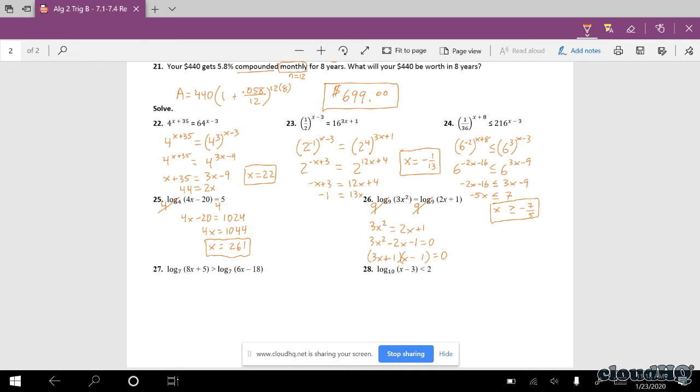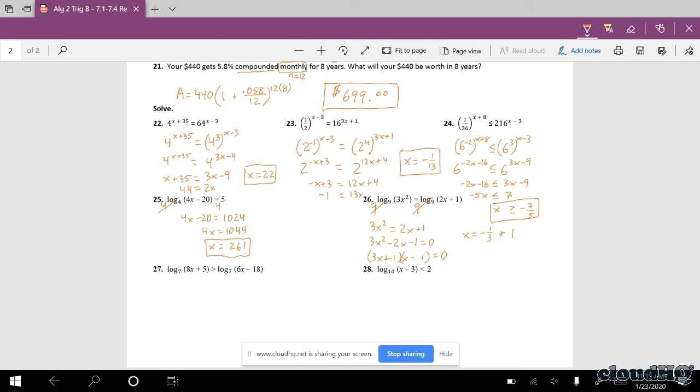So we get 3x plus 1 and x minus 1. So then solve both of those. If 3x plus 1 equals 0, you'd have to subtract the 1 and then divide by 3, so we get negative 1/3. And if x minus 1 equals 0, we get positive 1. We do need to check to make sure both of those answers work.